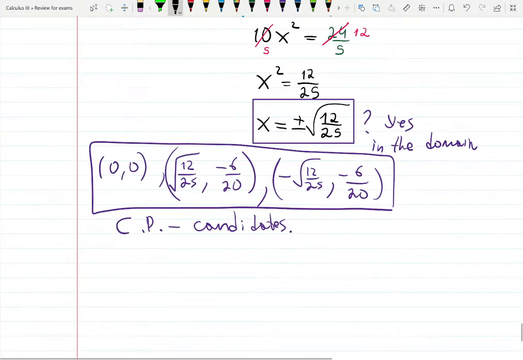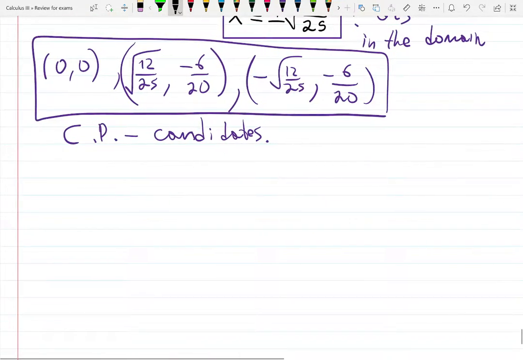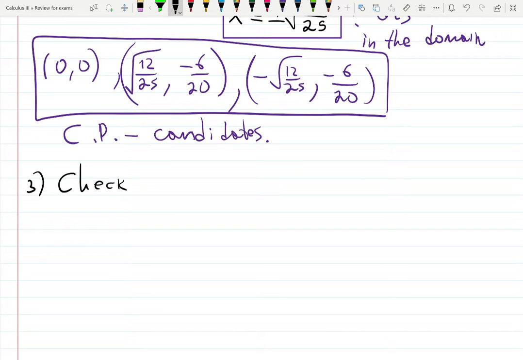Now the longest step starts. I don't know, that was step 2. Okay, fine. Step 3. Step 3, check for mean max, where we're looking for the max, on the boundaries.